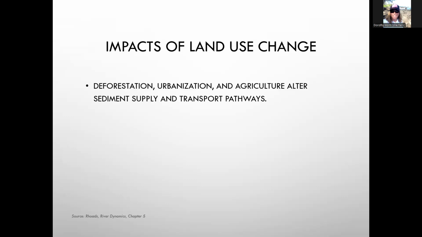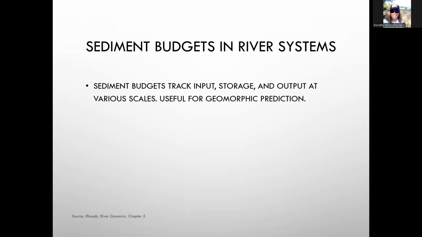So deforestation, what's that going to do, right? More sediment is going to be pushed through urbanization, right? We start straightening channels and tons of runoff, as well as agriculture, changing all those sediment supplies. So I want you to think about that, right? We're not just thinking about just the river, you have to think about everything that's around it and all the pathways. When we make a sediment budget, we're tracking the input and the output as well as the storage.